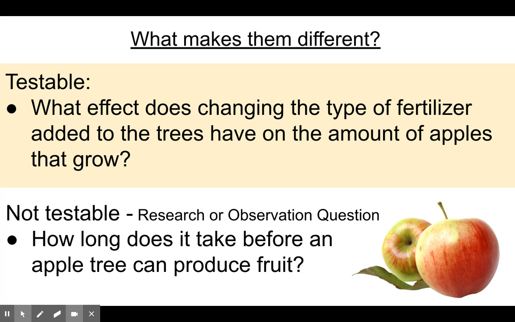We could have the same types of apple trees, a couple of them, and give them different amounts or types of fertilizers and count the number of apples that grow. Data collection coming to a conclusion. The second one, we could simply observe or do research about. That one is probably already known and we could look it up.